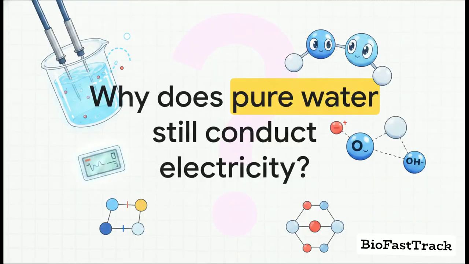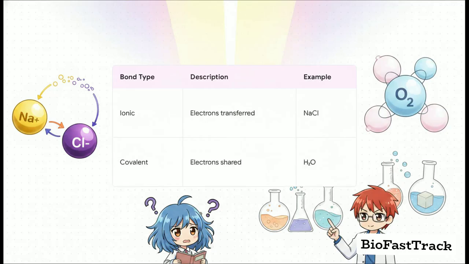Okay, I want to hook you guys right out of the gate with a massive lab anomaly. Imagine you set up a conductivity probe in a beaker of pure 100% distilled water. You'd expect a perfect zero reading, right? Well, no way. It actually still conducts a tiny bit of electricity. Why? Keep that in the back of your mind. To analyze real experimental data like this, you've got to really understand basic bonding and molecular geometry. To solve that mystery, we've got to start with the absolute basics.